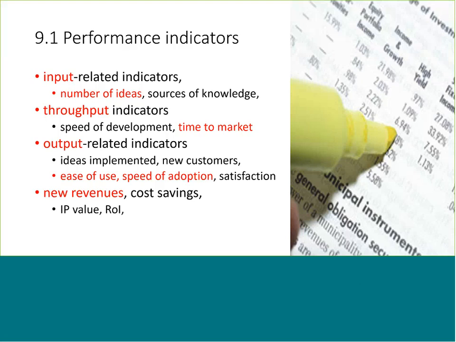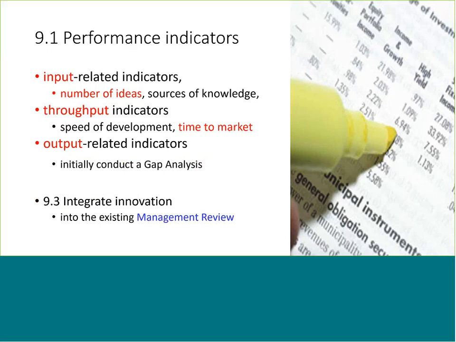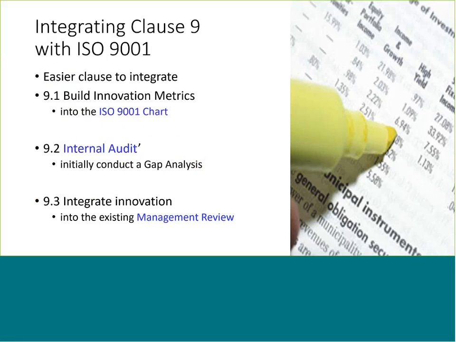This slide really condenses significantly a large amount of content in the standard. There's a lot of very useful stuff, particularly at the input end. And so integrating with Clause 9 of 9001, you can build your innovation metrics into your existing dashboard or cockpit chart that you use for 9001. Internal audit, I'm going to suggest that when you first start using 56002, you want to conduct a gap analysis to find out which clauses you need to do most work on. And I've already said, integrating with management review should be relatively easy.